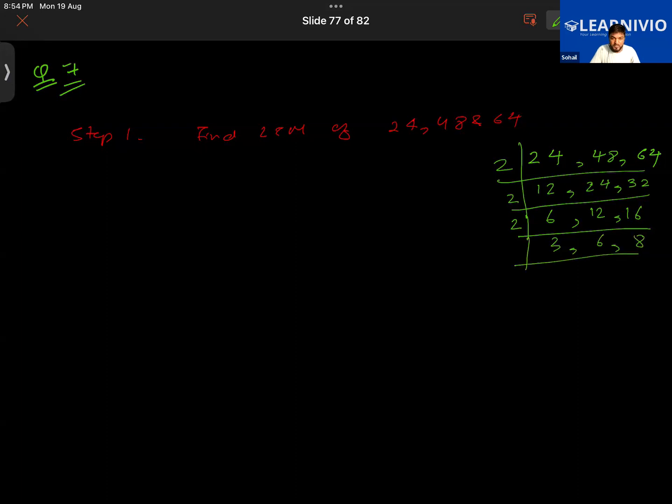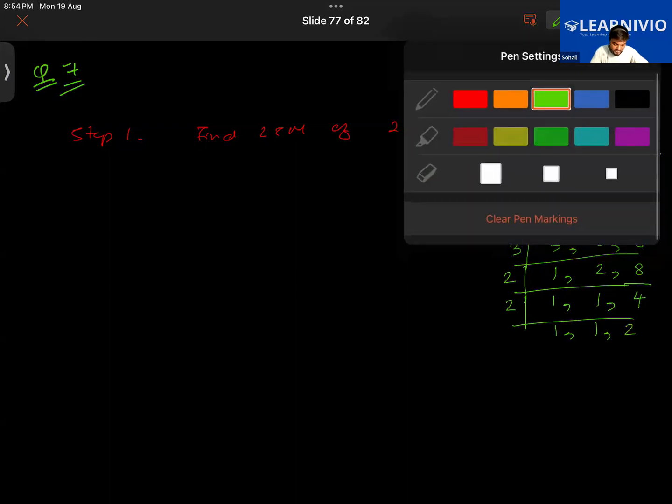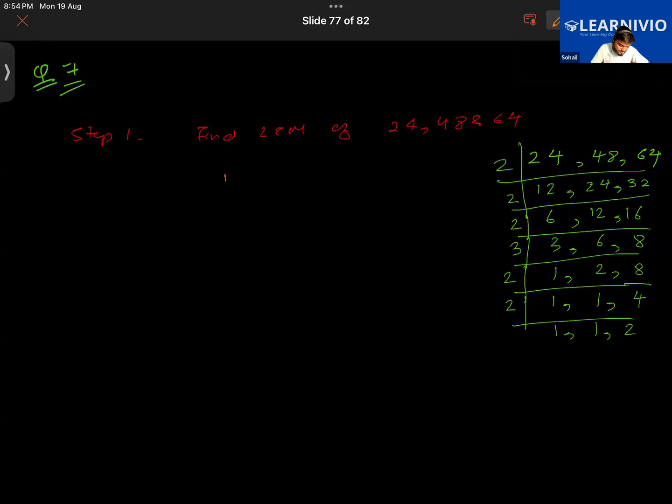Now, which number should I take? 3. 3 1s are 3. 3 2s are 6. And 8 like that. Now 2. 2 1s are 2. Then 4 2s are 8. Okay. Then again 2. 2 1 1. Then 2. Okay, do the multiplication and tell me what LCM you are getting.